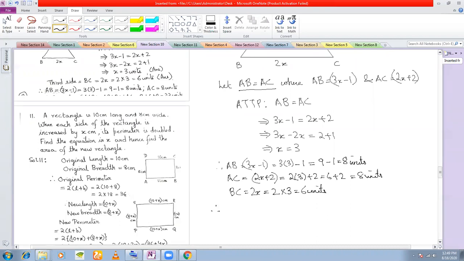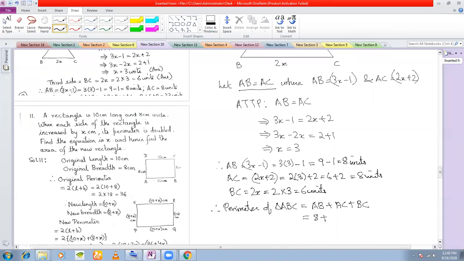So what is the perimeter of triangle ABC? It is the sum of the sides AB plus AC plus BC.